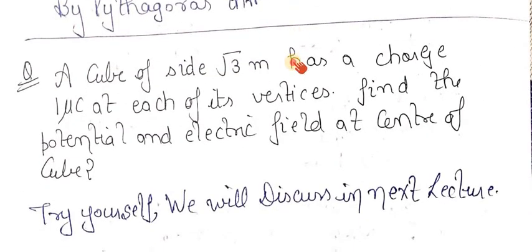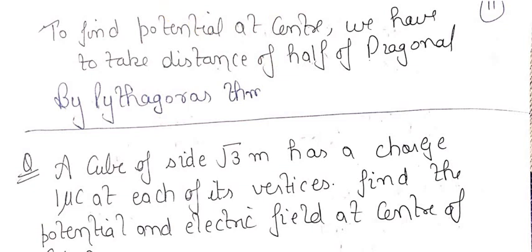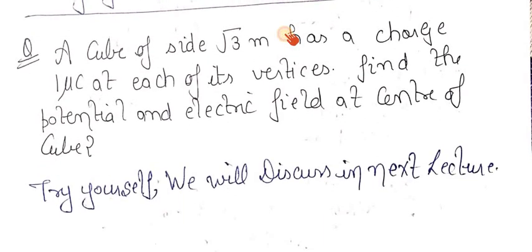Next is, please skip this part. Yes, forget this part. Okay, just come to the third question. The question is: a cube of side root 3 meter has a charge of 1 microcoulomb at each of its vertices. Find the potential and electric field at the center of the cube.